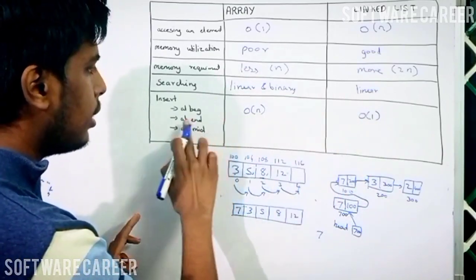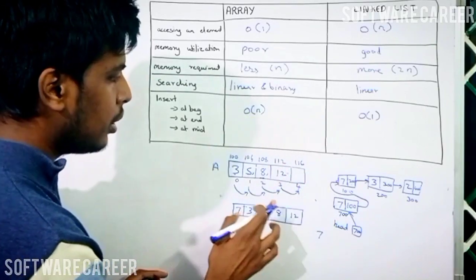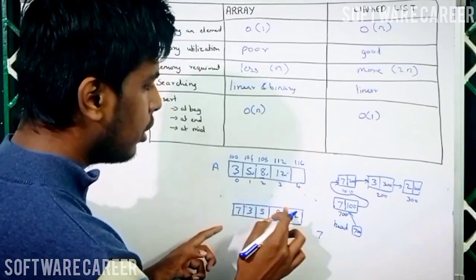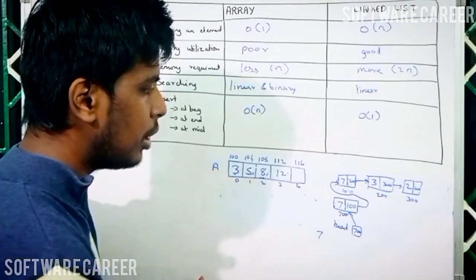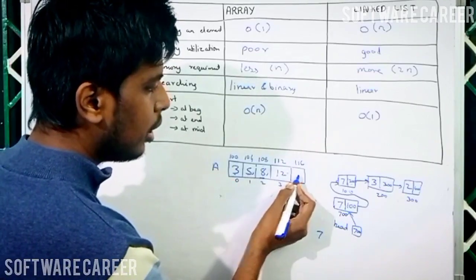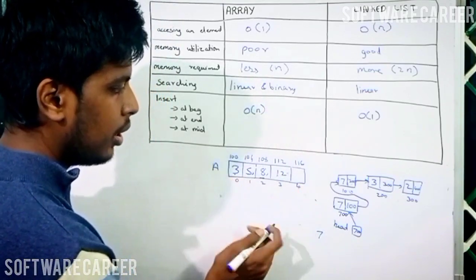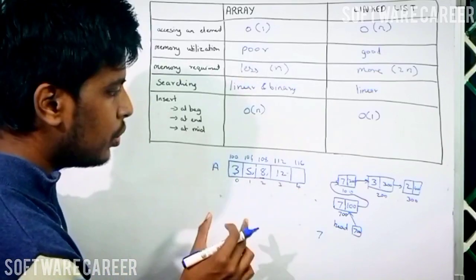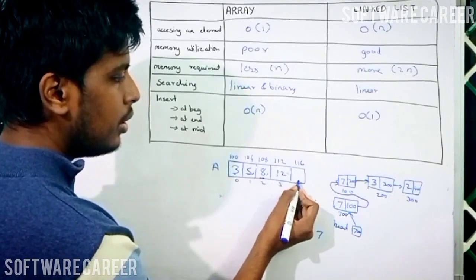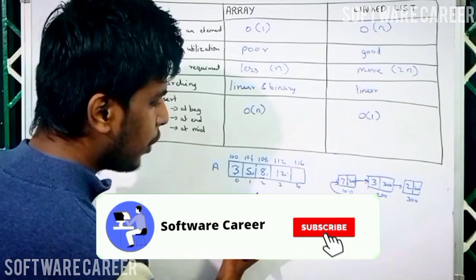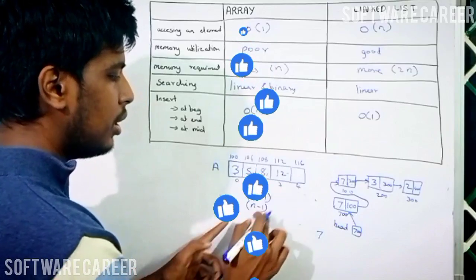Now let's say at the end. If you want to insert an element at the end in an array, let's see. Suppose you have an array of size 5 and 4 elements are present in this array. Now you want to insert at the last index. If you know the size of this array, which is 5, then you can insert at 5 minus 1, that is n minus 1. Size is n, so you can insert at the n minus 1th index.